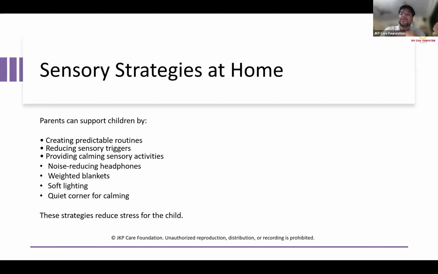So if we are using a mixer grinder, I see the child getting disturbed. I understand this is the sound that is bothering him. Or the child is not at home, we have taken the child out to a garden, and we see the child getting disturbed. So we understand maybe the sensory input through visual or auditory is bothering him. Yes, somebody wanted to ask something.